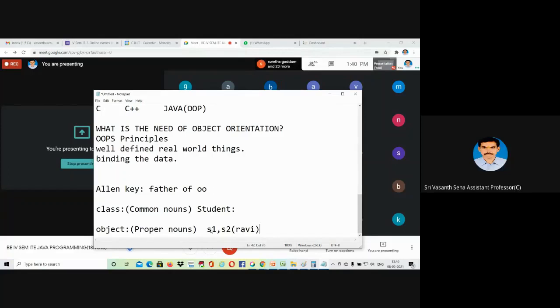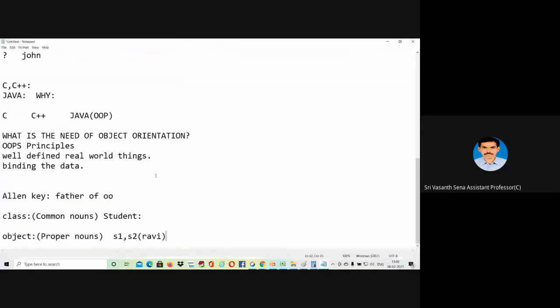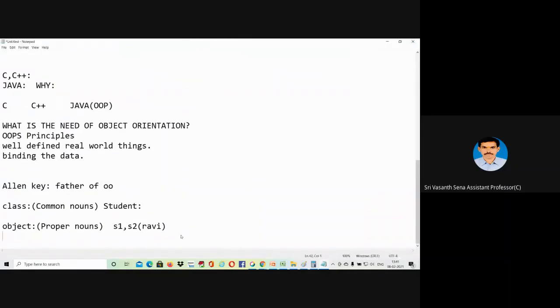So now simply he told that all the common nouns become classes, proper nouns become objects. Simple definition, right? So now here we need to analyze this more. So object, what is an object? Please speak out. What is an object? Instance of class. Object is an instance of a class. Any more definitions?